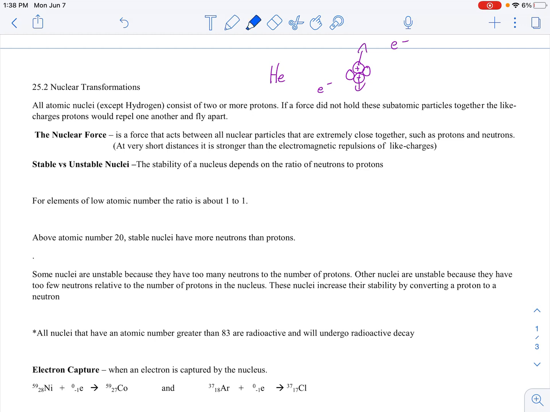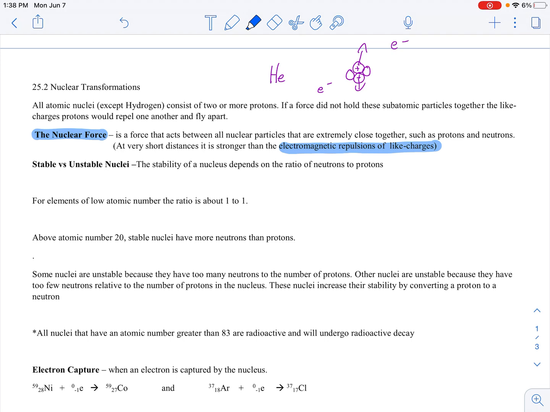These 2 positive charges should repel each other and just fly apart, right? But they don't, because what we have here is a nuclear force. It's a force that acts between all nuclear particles that are extremely close together, such as protons and neutrons. At very short distances, it is stronger than the electromagnetic repulsion of like charges. So the nuclear force holds all these things together.